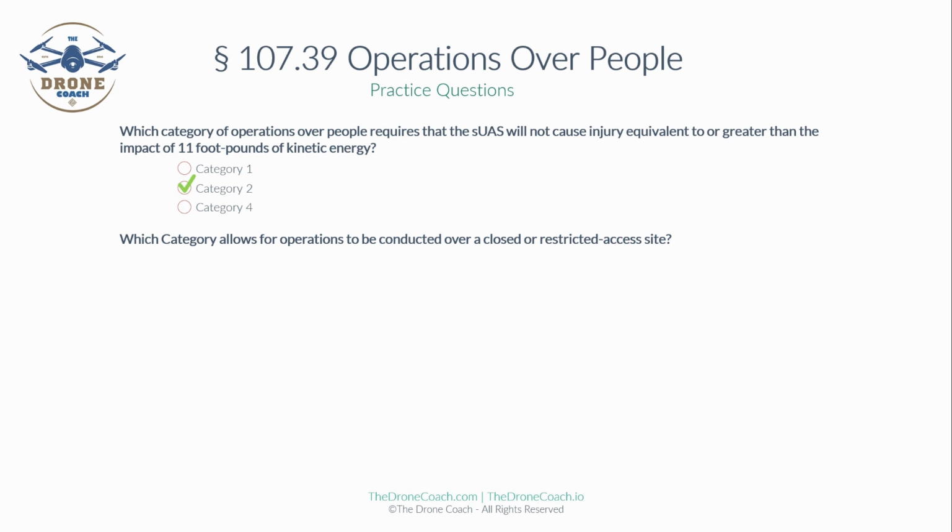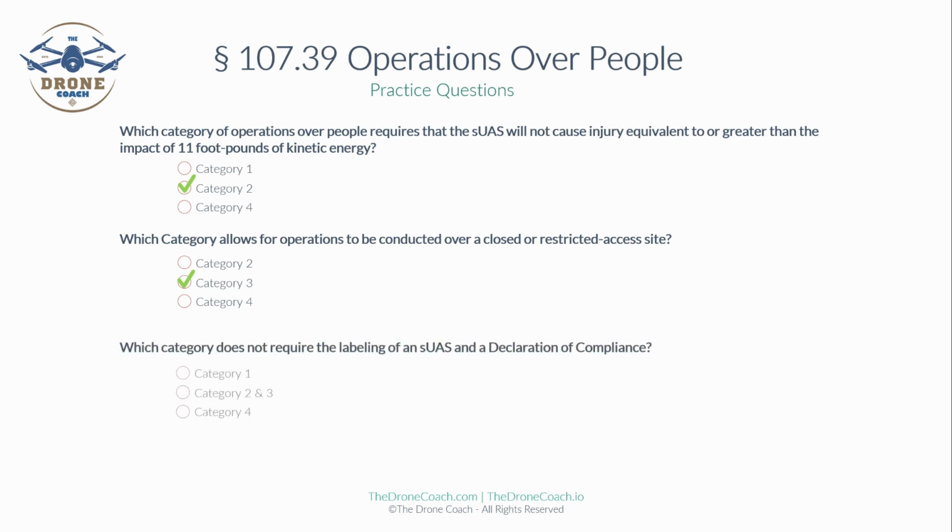Which category allows for operations to be conducted over a closed or restricted access site? And that is Category 3. Which category does not require the labeling of a drone and does not require a DOC? And of course, that is Category 1.